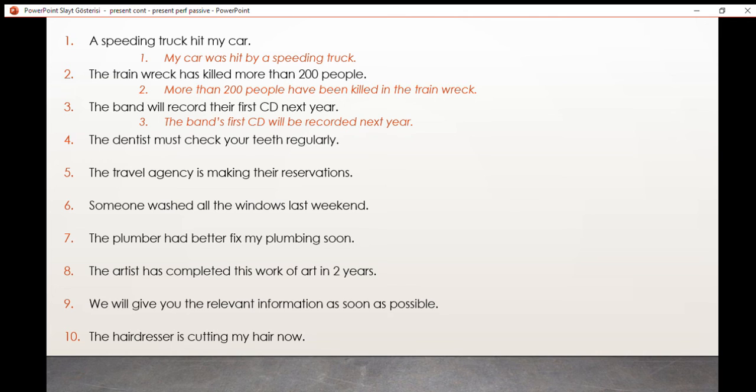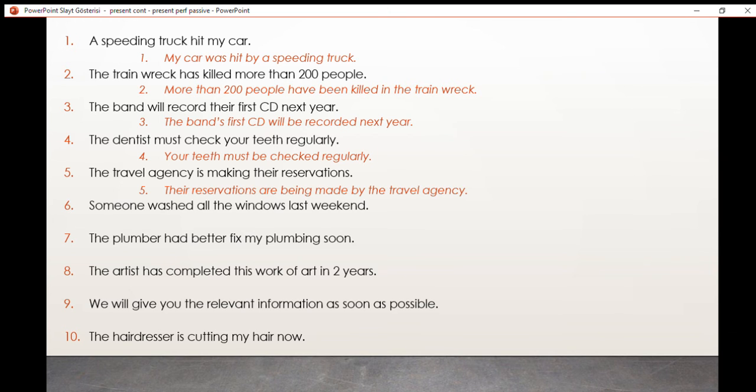The dentist must check your teeth regularly. Your teeth must be checked regularly. Again, we didn't say by the dentist because who checks teeth? Dentist.